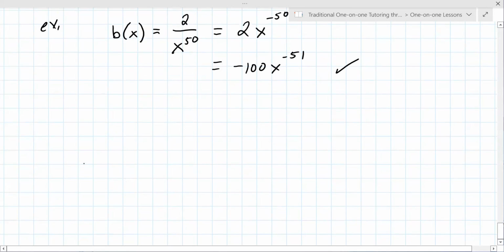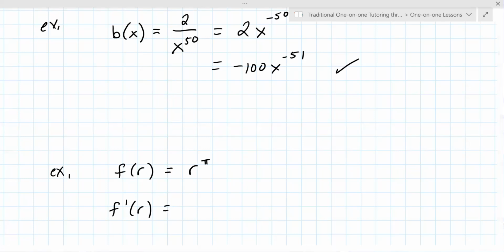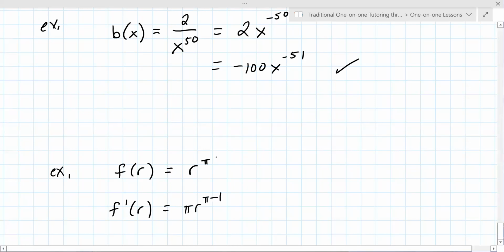All right, and then your instructor gave you a problem like this. Let's go, I don't know, f of r equals r to the pi. And you're supposed to find f prime of r. Okay, so pi r to the pi minus 1. Yes. If it were pi squared, it would be pi squared minus 1, pi squared. They're just numbers.